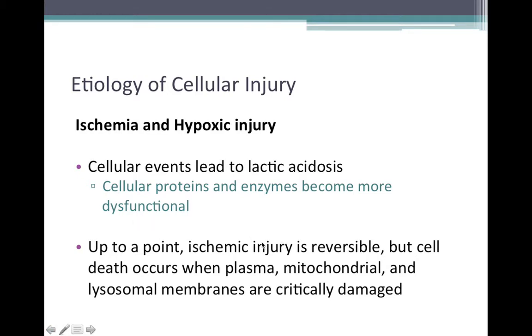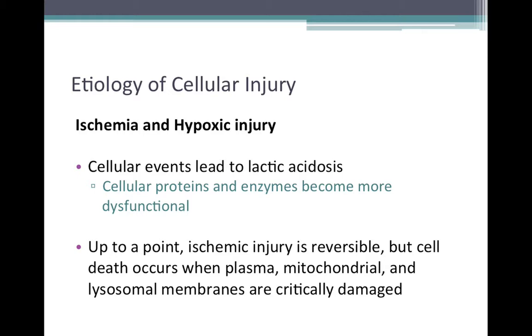Now, up to a point, ischemic injury is reversible, but cell death is going to occur if the plasma membrane breaks down or other organelles become critically damaged. Typically, most tissues in your body can survive about 4 hours under ischemic conditions. So, for instance, when they do carpal tunnel surgery, they can cut off blood flow to the hand for up to 4 hours, and the tissues of your hand are going to be just fine up until that point because they can survive 4 hours without blood flow. However, after about 4 hours or so, that tissue starts to break down.